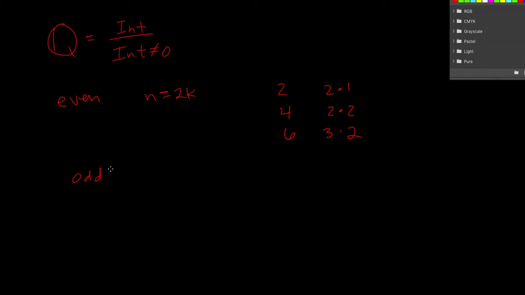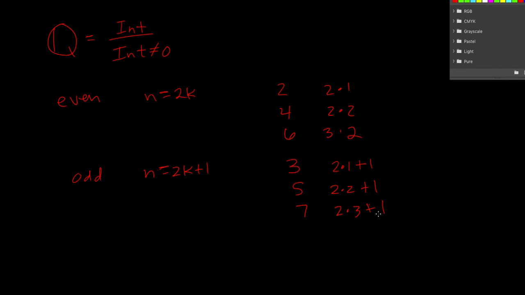Okay. Odd has to be able to be written as 2k plus 1, where k is an integer. And so like 3 could be written as 2 times 1 plus 1. 5 could be written as 2 times 2 plus 1. 7 could be written as 2 times 3 plus 1, and so on.